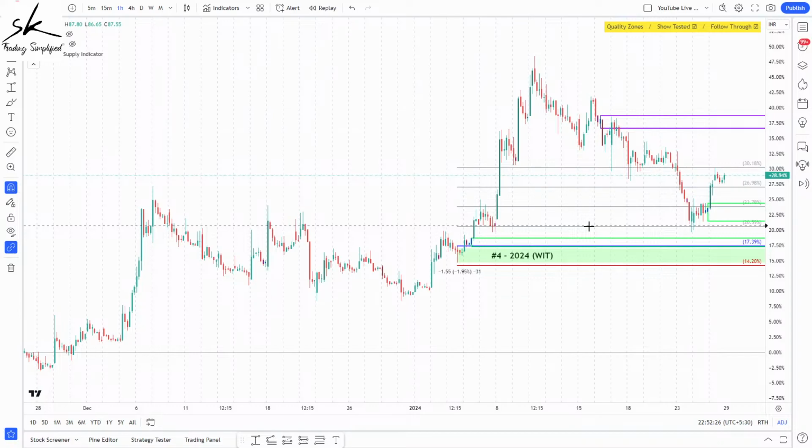So why is this demand considered a pivot? It hasn't tested any previous zone. See, even if it has not tested any previous zone, right?